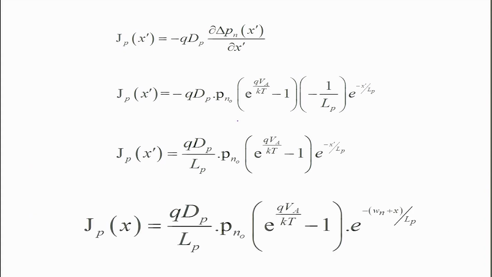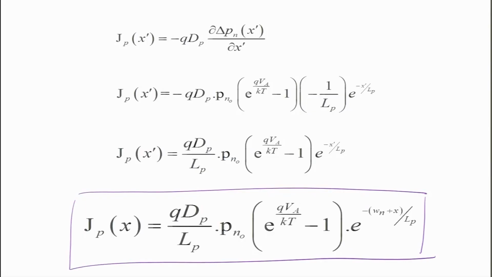If you just keep doing it, what we get is Jp of x prime equal to q Dp divided by Lp into Pn naught into exponential of qVa by kT minus 1 into exponential of minus x prime divided by Lp. Now substitute x prime equal to 0 at x equal to Wn. So x prime is nothing but x minus Wn, because x prime is 0 where x is equal to Wn. We have made the substitution, and we get the equation for Jp.